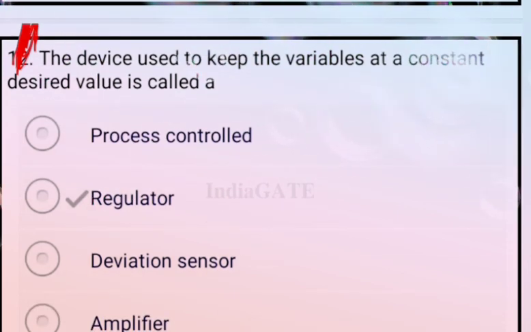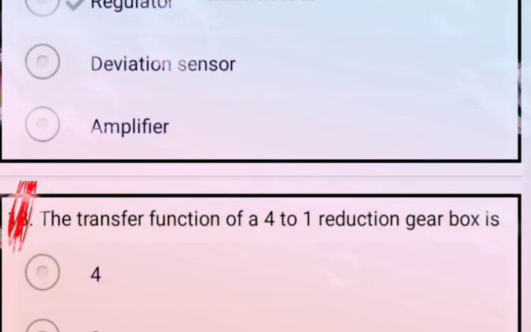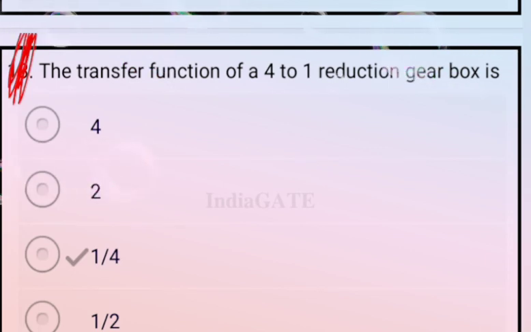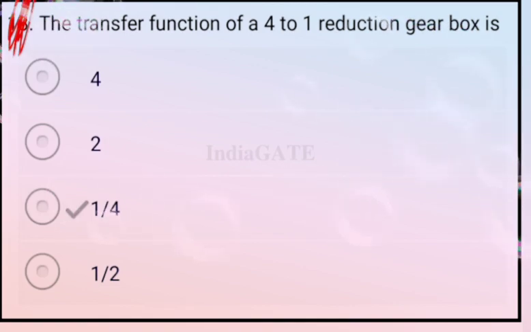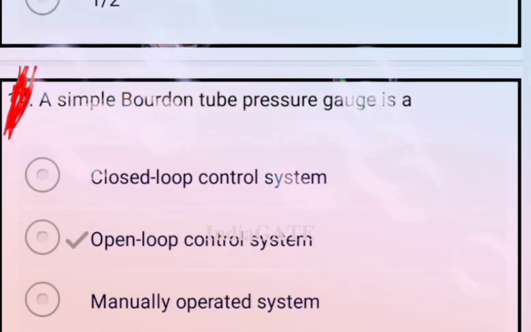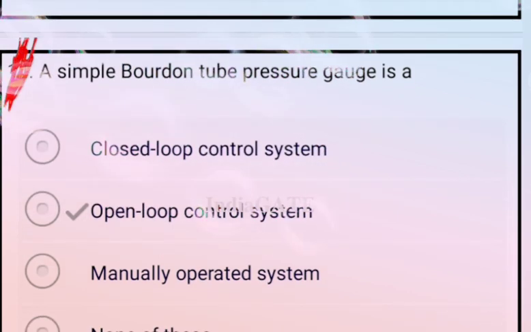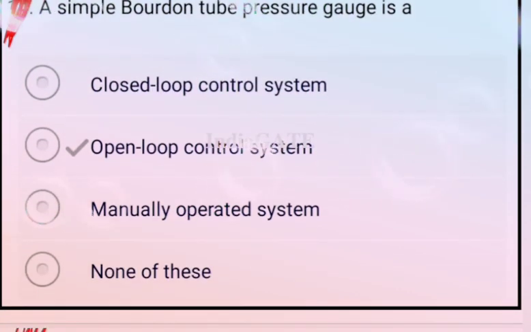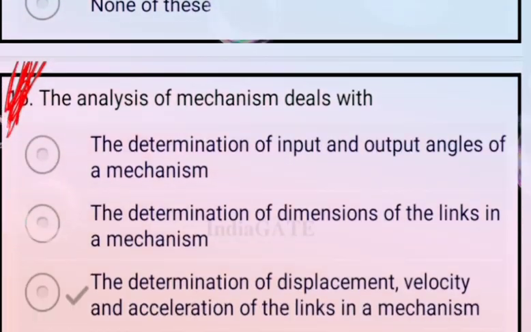The device used to keep the variable at a constant desired value is called a regulator. So option B is your correct answer. The transfer function of a 4-to-1 reduction gearbox is equal to 1/4. So option C is your correct answer. A simple Bourdon tube pressure gauge is an open loop control system. So option B is correct, means open loop control system. Now come to the next question.